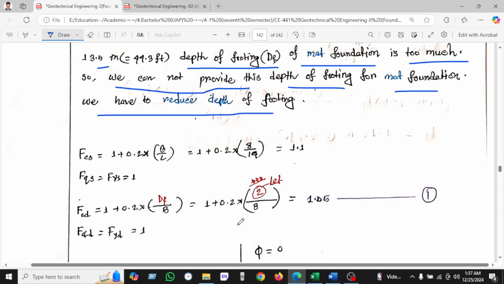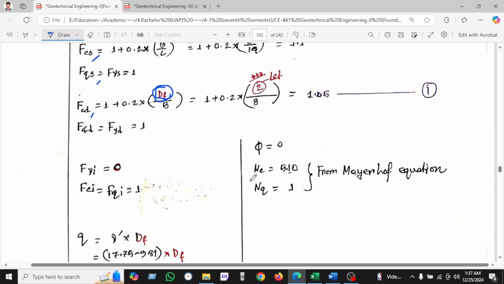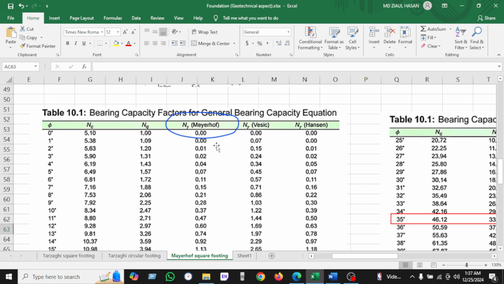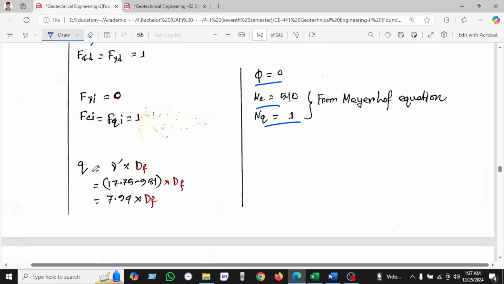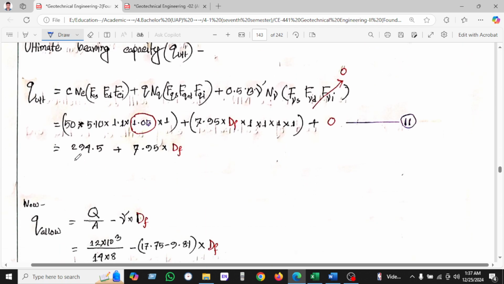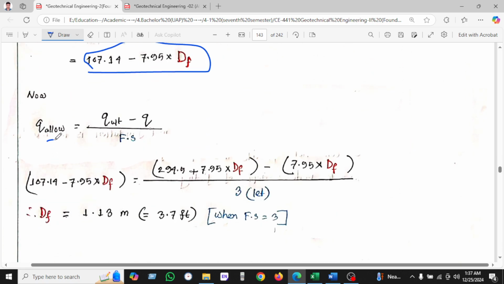How will we reduce it? At first we will use a shape factor and depth factor. So at the first trial we are using depth factor of 2, and when phi equal to 0, then Nc and Nq are taken from the Meyerhof chart, and we find q equal to gamma prime Df, and Df is unknown. Now we'll use the Meyerhof equation, and q ultimate will be this equation, with Df unknown, and q allowable we can use as Q by A into gamma prime Df, and we find this equation.